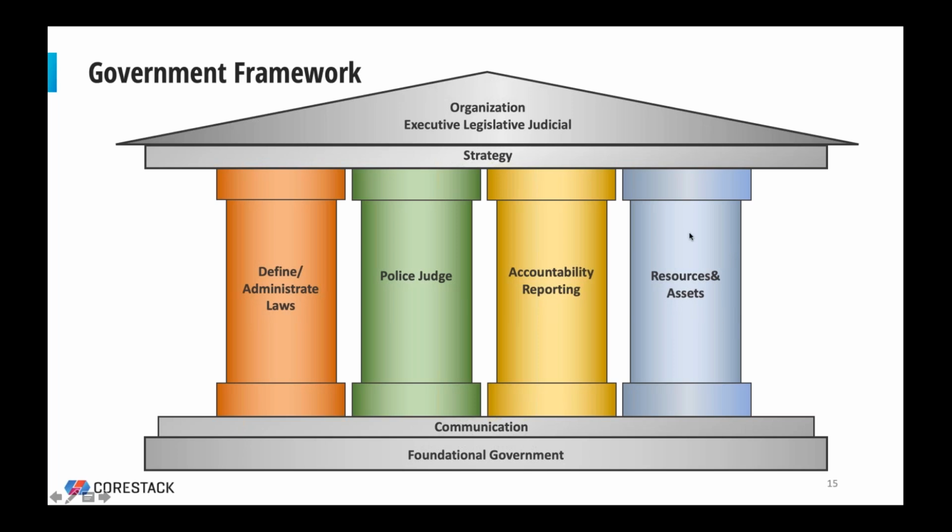So schools, roads, etc. In order for that to be successful, or what we would like to see in a successful government, is communication across all four of these pillars. And this is what will make up the foundation for a good government or good governance framework. This is the four pillars of government at a very 30,000 foot level view.